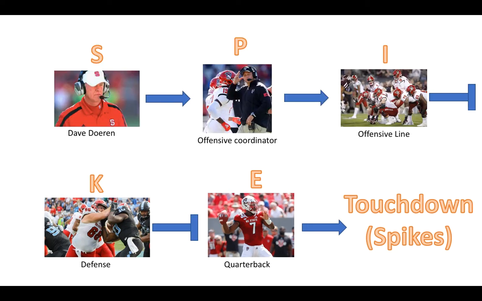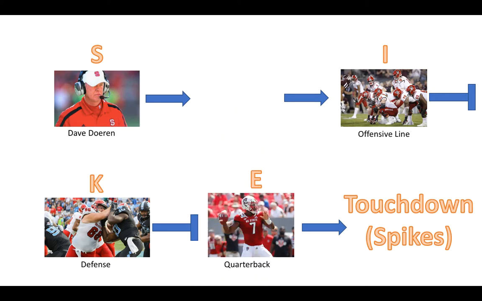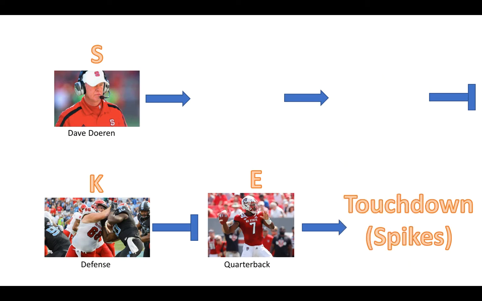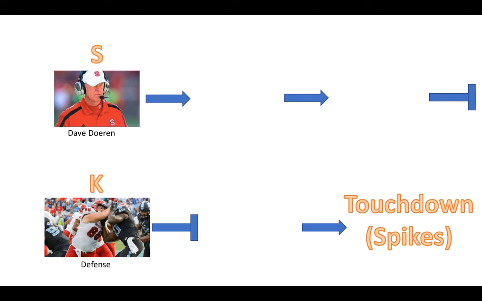Let's say that we had a mutant P, where the offensive coordinator no longer works. As a result of this, the offensive line doesn't know the play to block the defense. This in turn means that the defense can inhibit or tackle the quarterback, which means no touchdown. Relating back to the beetle, this means no spikes, and that the beetle is smooth.